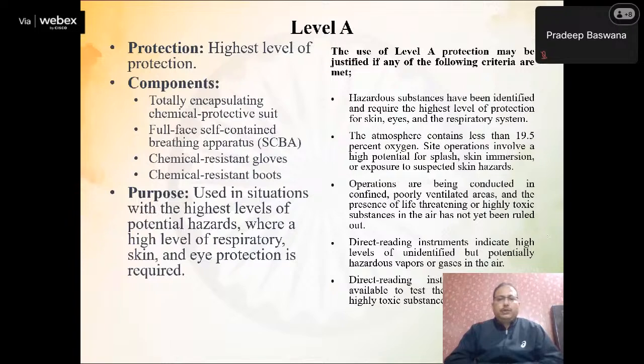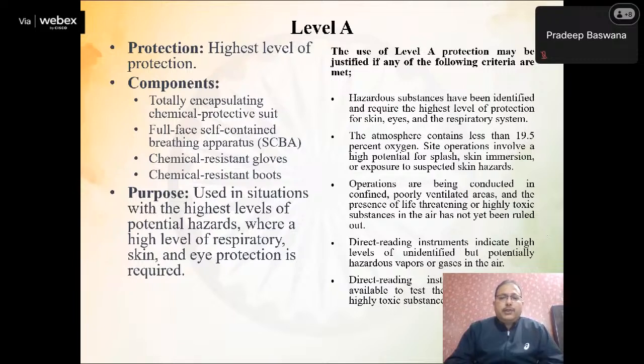First, level A. Focusing on the left slide, it is the highest level of protection to the user. Components are totally encapsulating chemical protective suits, full face self-contained breathing apparatus, SCBA, chemical resistant gloves, and chemical resistant boots. Whenever somebody asks which level is required for chemical agents or chemical safety, level A is the highest level of protection. It is used in situations with the highest levels of potential hazards, where a high level of respiratory, skin and eye protection is required.